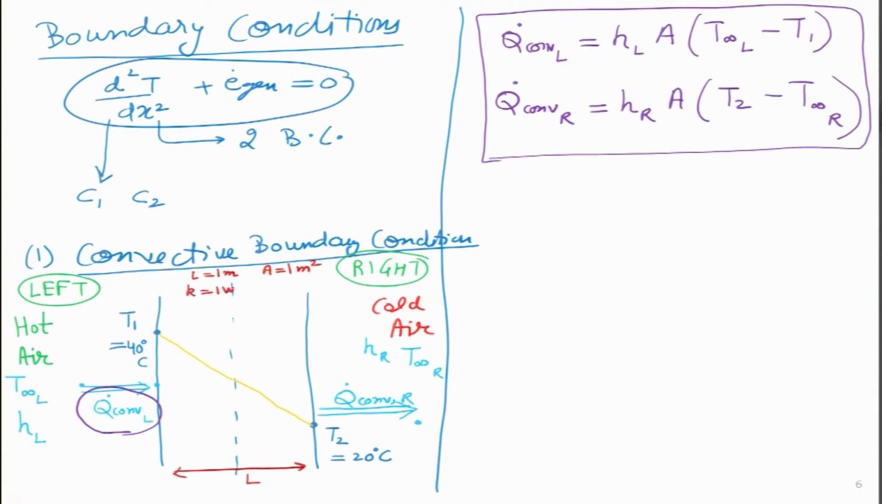Thermal conductivity I have also taken as 1, in units of watts per meter Kelvin, and it turned out that this Q dot conduction value is T1 minus T2, which is 20 degrees, multiplied by K multiplied by A divided by L. So the overall equation turned out to be simply 20 watts. And why did I put a plus sign over here?